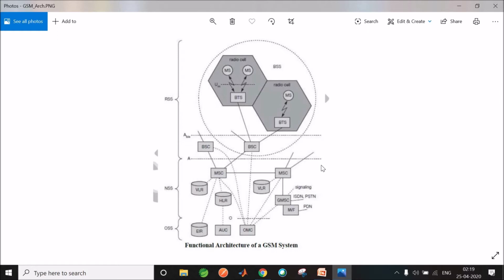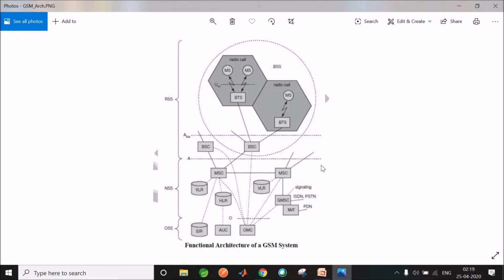So what is a GSM architecture? GSM stands for Global System of Mobile Communication. It is one of the most successful digital mobile telecommunication systems. It provides integration of different voice and data services and inter-networking with existing networks.